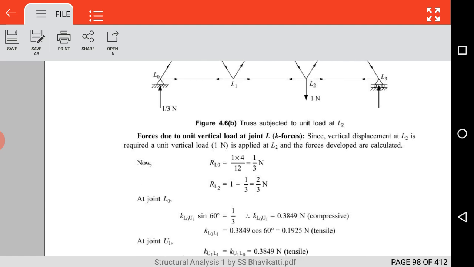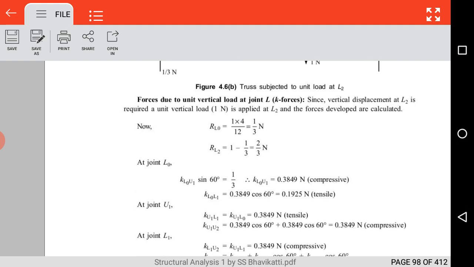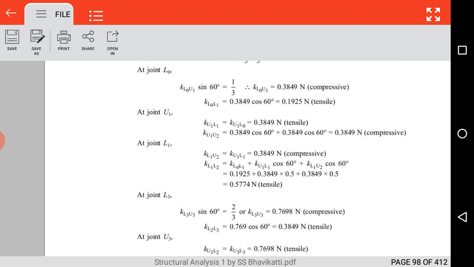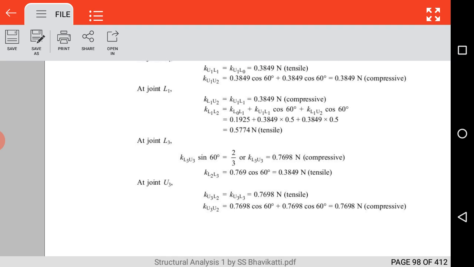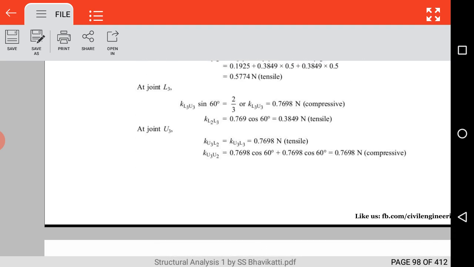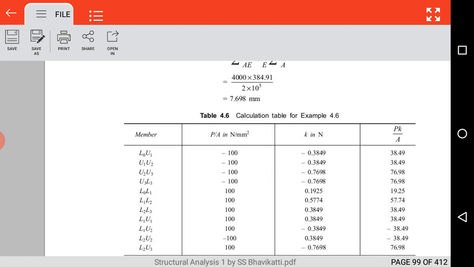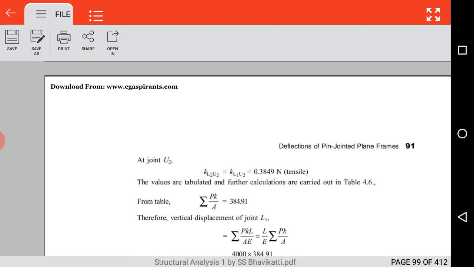The member forces L0 U1 is equal to 0.384 and L0 L1 is 0.1925. In the same way, for each and every joint, we will be applying our equations of equilibrium and calculating the member forces. So all the member forces are calculated by using the method of joints and tabulated in the third column, in Newton.